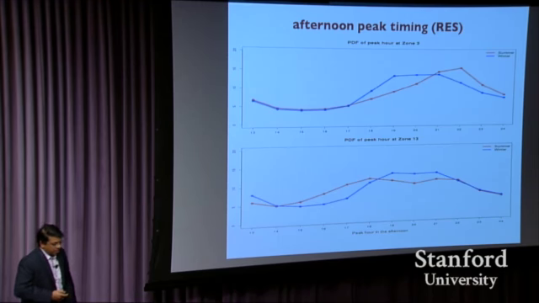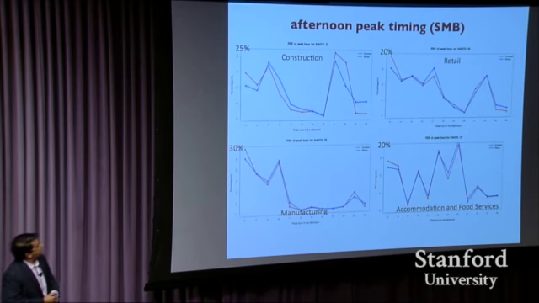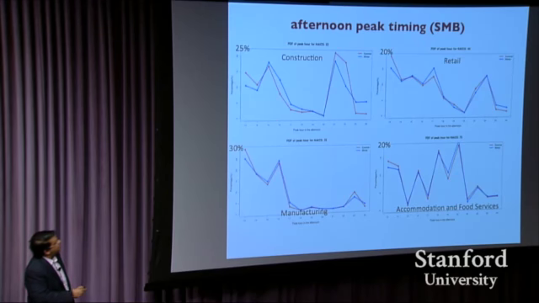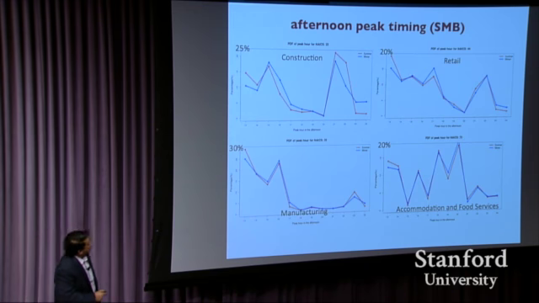Okay. Another study we did, we explored this in a lot of detail for these small and medium businesses. And here again, I have the distribution across all the afternoon hours, the percentage of time the peak happened for these SMBs for each one of these categories. And you can see some interesting things. For example, manufacturing is mostly done by 6 o'clock.